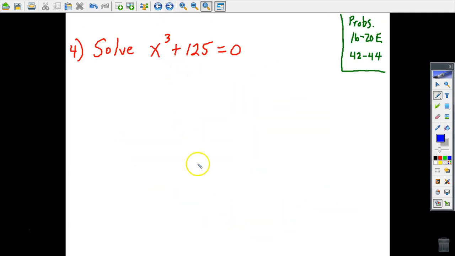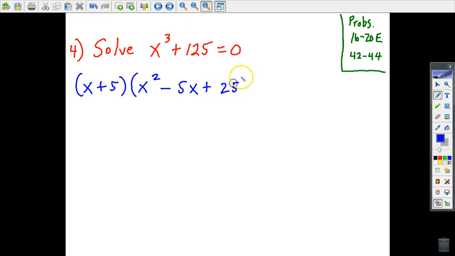Alright, let's try this one. Factor it as the sum of 2 cubes, x plus 5, the cube roots. Now remember, the process for factoring, square the first term, minus, don't forget, it's subtracting a times b multiplied together, which would be 5x, and then you square the last term, the b term.